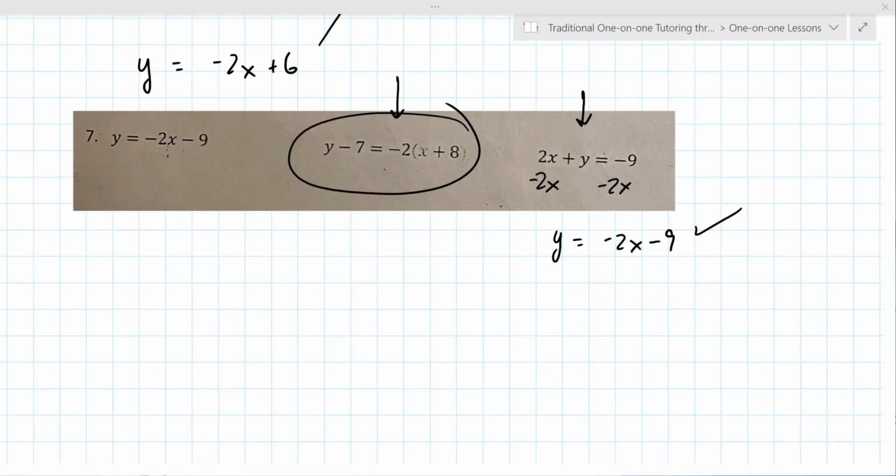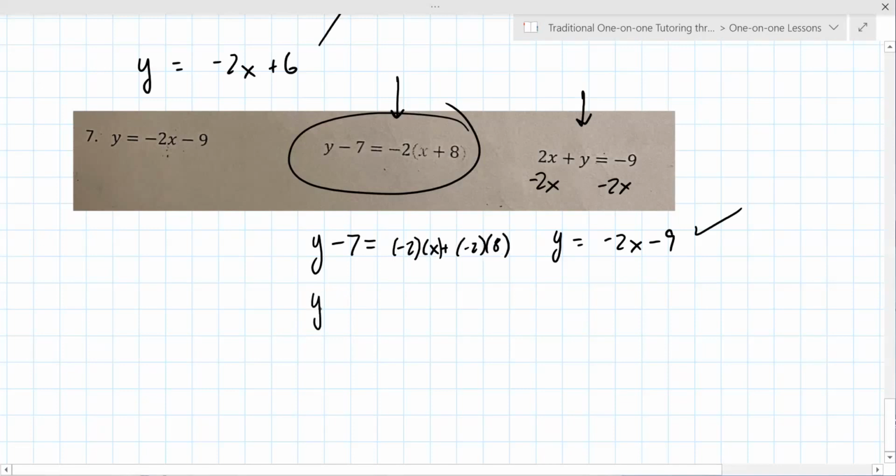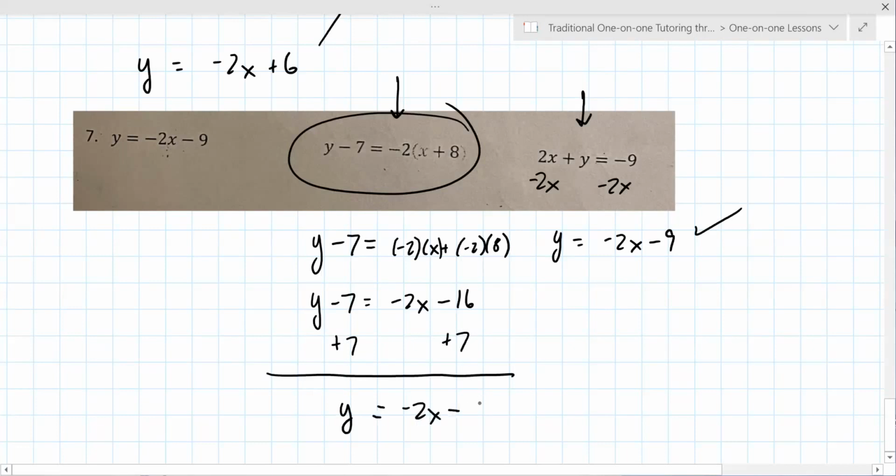Yeah, it's not matching. I got it. Okay, let's take a look at it. So y minus 7 equals negative 2 times x plus negative 2 times 8. So y minus 7 equals negative 2x minus 16. Then you add 7 to both sides. So that gives you negative 2x minus 9, which is the same. See how it does match?